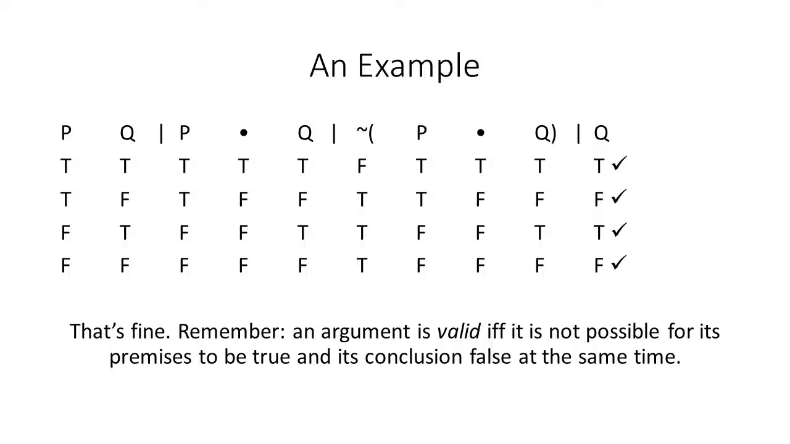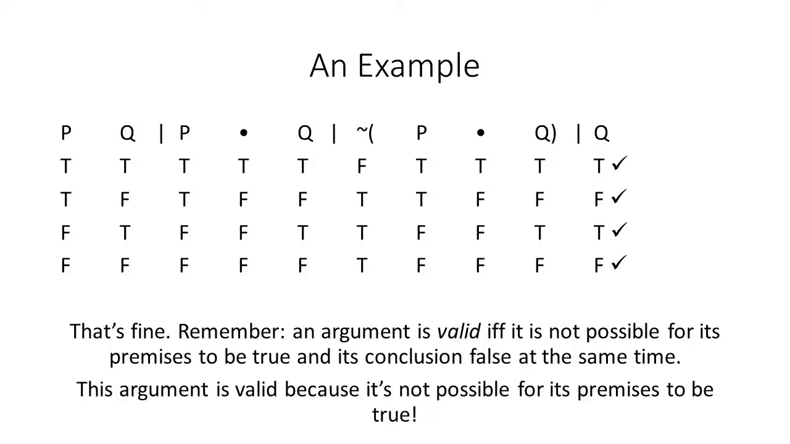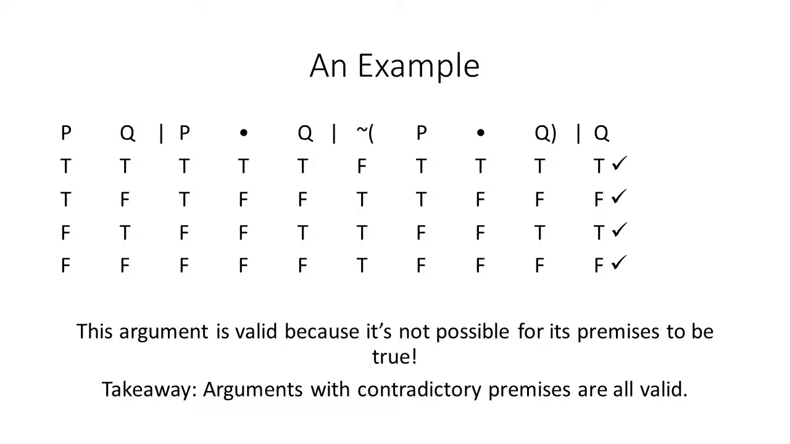Remember, an argument is valid if and only if it's not possible for its premises to be true and its conclusion false at the same time. In arguments with contradictory premises, it's not possible for its premises to be true. So it's not possible for its premises to be true and its conclusion false at the same time. So every argument with contradictory premises is valid. This argument in particular is valid because it's not possible for its premises to be true. Okay, so again, the takeaway: arguments with contradictory premises are all valid.